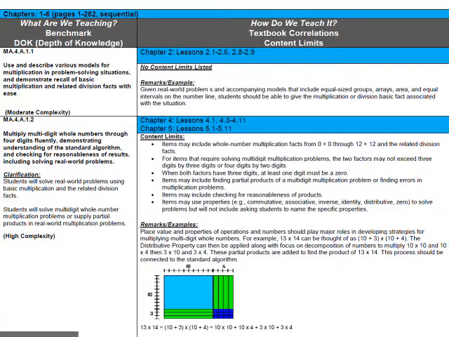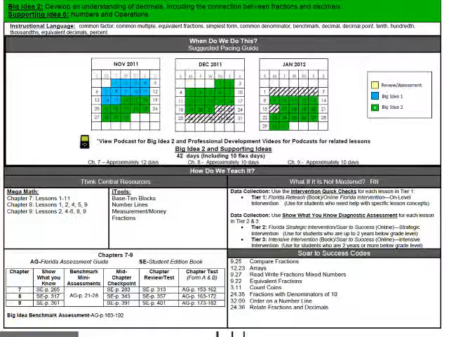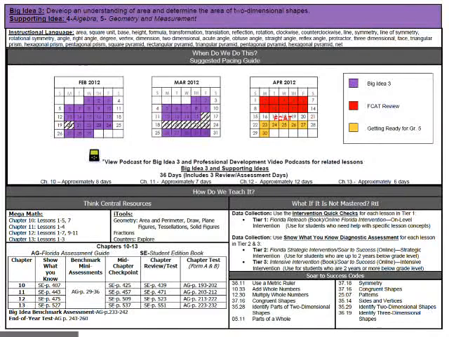On this page, you will see the overview of the standards. On the left column, you will find the listing of the benchmark and clarifications that help to understand the benchmark a little bit better. On the right column, you'll find the specific chapter and lessons that correlate with each benchmark. You'll also find the content limits that help teachers understand how much to teach within a benchmark. Some benchmarks may not have content limits, as you'll see here. The same setup is used for big ideas 2 and 3.